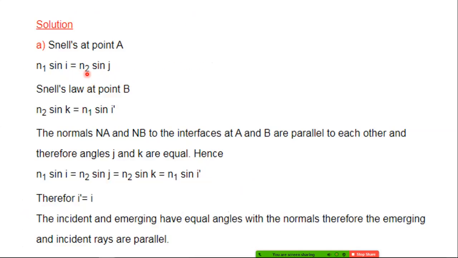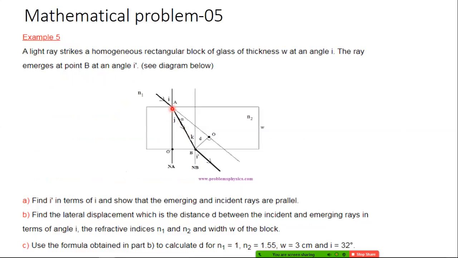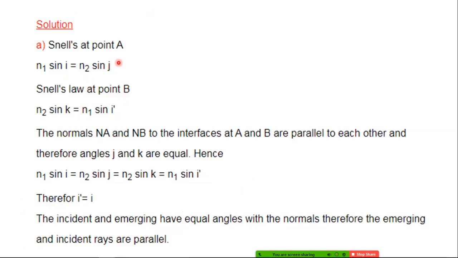We write Snell's law at point A and at point B. From these two laws we can say that the normals NA and NB to the interface at points A and B are parallel to each other, and therefore angles J and K are equal.